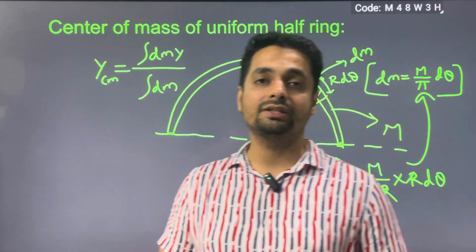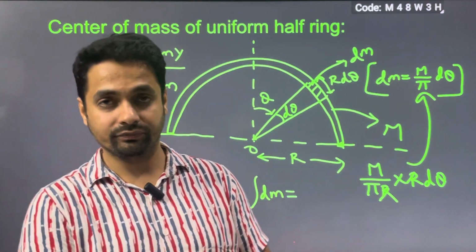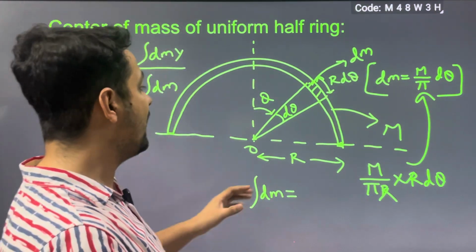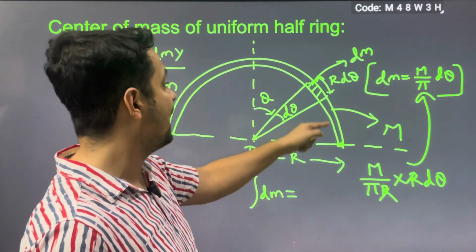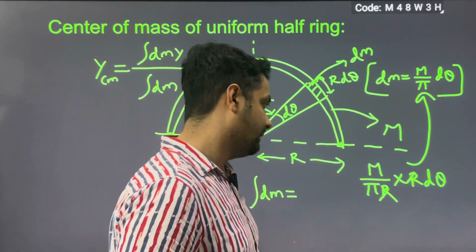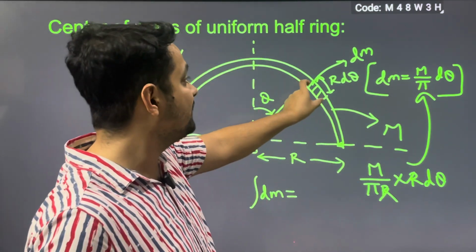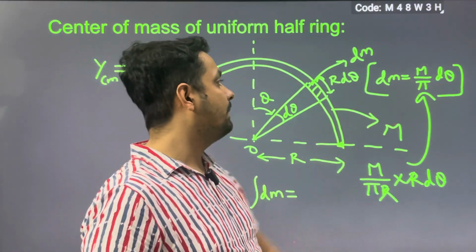First thing you should understand, mass is distributed over its length, area or volume. So here, because it is on the length, I just wrote M by pi R, because pi R is the length of this half ring. 2 pi R is for a full ring, for a half ring it is pi R. And the length on which I am taking dm mass is R d theta only. So dm we got is M by pi d theta.